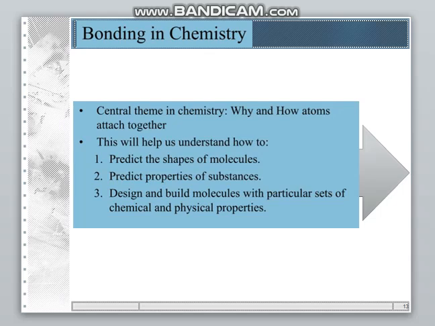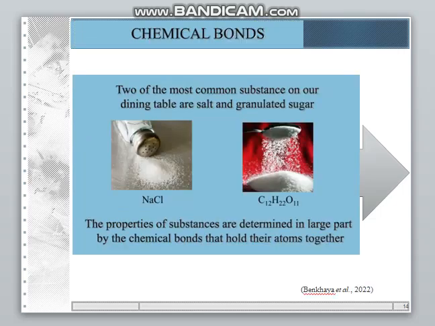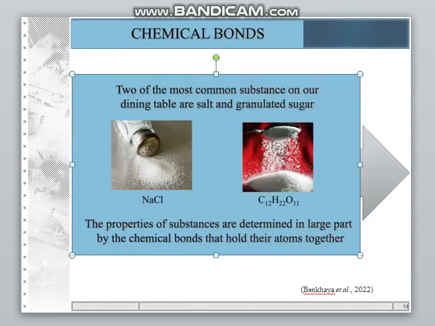Bonding is a great theme in chemistry. This helps to predict the shapes of molecules and the properties of substances, and to design materials with particular sets of chemical and physical properties. These are two substances, NaCl and sugar.